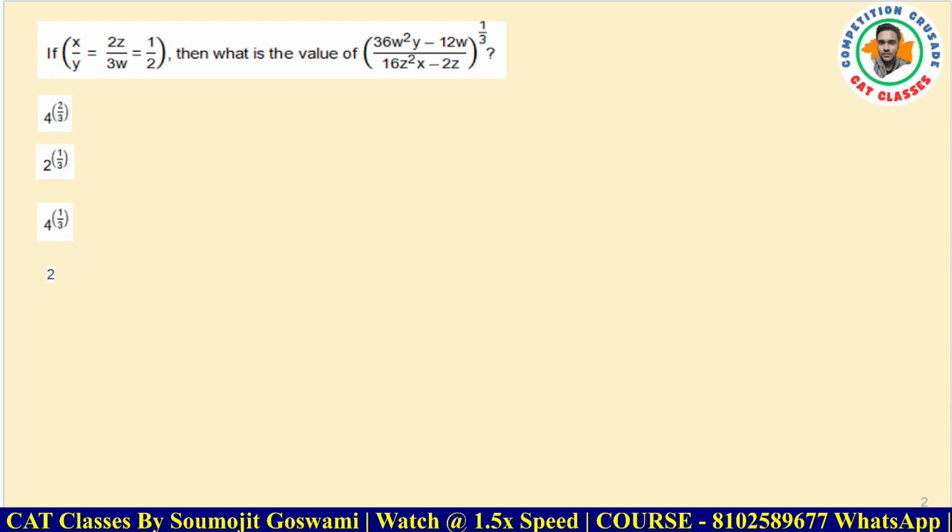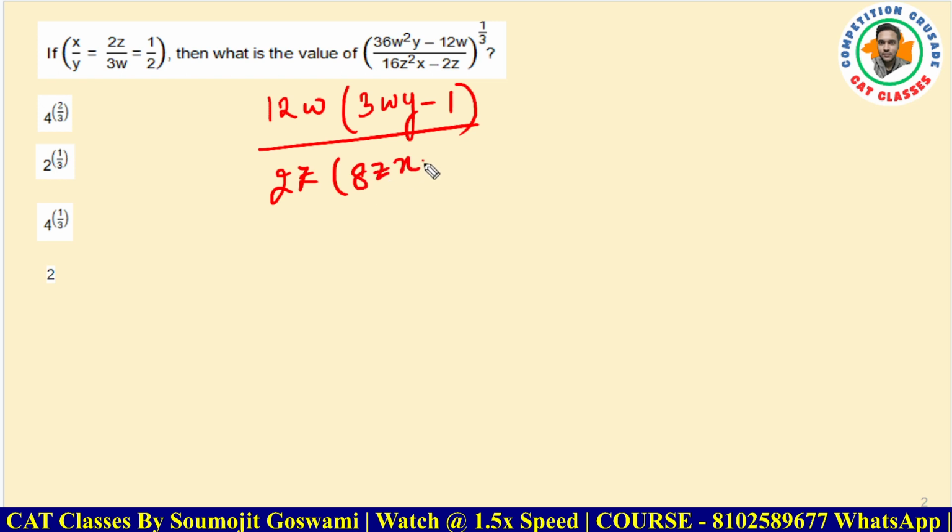Okay, so this question: x by y is equal to 2z by 3w is equal to half, then what is the value of this expression? This is an ugly looking expression, so there is no point writing the expression down. What I will typically do is take something common in the numerator. 12w you can take common, so this will be 3wy minus 1, and similarly you can take something common from the denominator, 2z, this is 8zx minus 1.